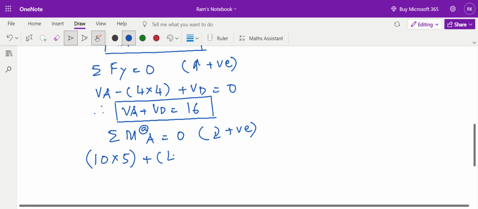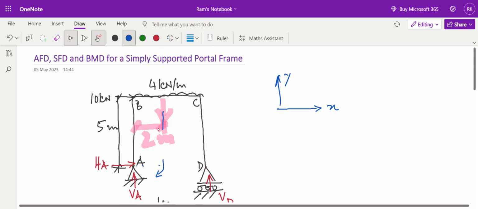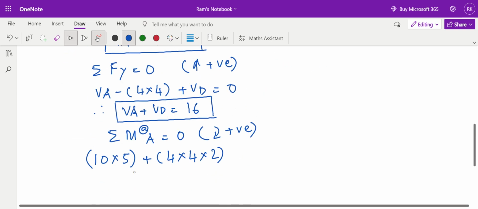So plus 4 into 4, that is the load, and the perpendicular distance between the load and point A, this is the point of application of the uniformly distributed load at the center of BC, and the center of BC is 2 meters from A, and it will create a clockwise moment at A, that is plus 4 into 4 into 2.